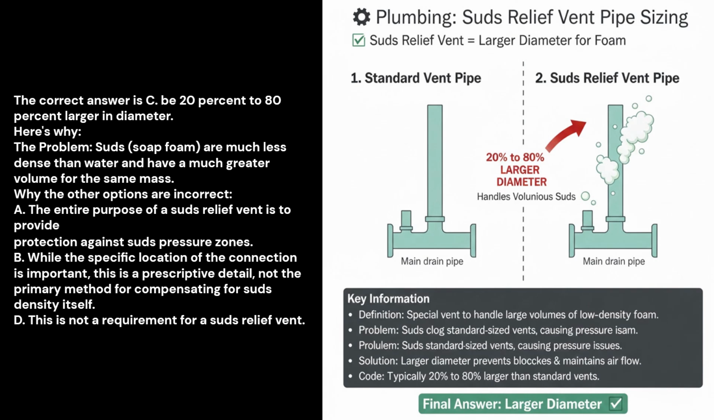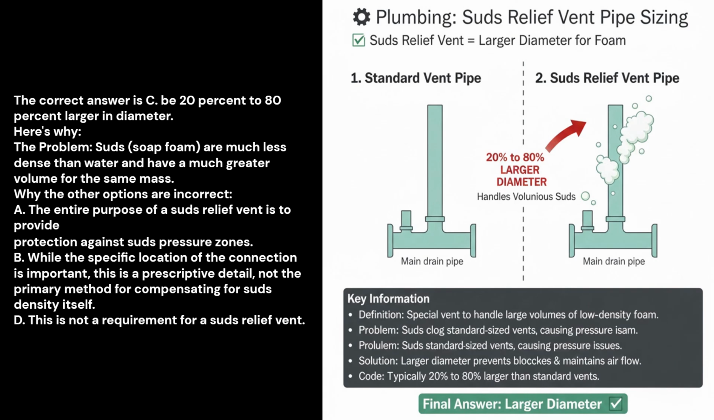require that vent pipes intended specifically for suds relief flow be significantly larger in diameter than a standard vent. The typical requirement is an increase of 20% to 80% in the pipe diameter to allow the suds to flow freely and prevent blockages. Why the other options are incorrect?